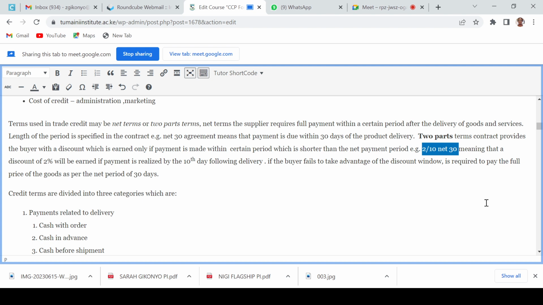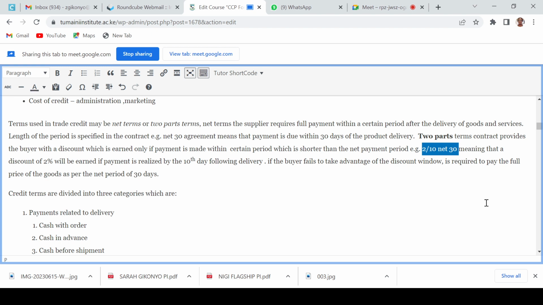You can be asked by the examiner, what is the meaning of 2/10 net 60, net 30, net 90? It means it is a 2-part payment. It tells you that you can pay me within 10 days after I have delivered the goods, or wait until 30 days to pay me but I will not give you any discount. This is to encourage customers to pay you early, to take advantage of a discount. Why? Because the earlier they pay you, the lesser the cost of credit.